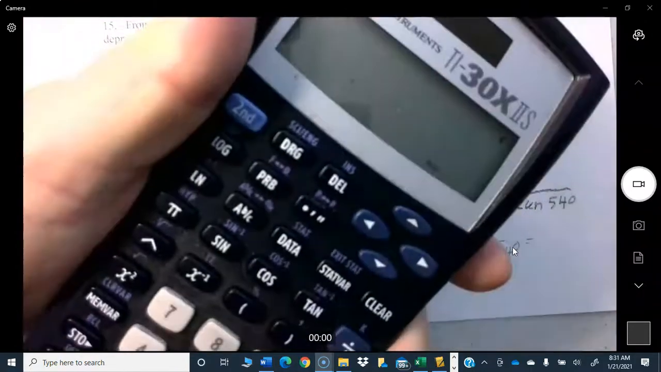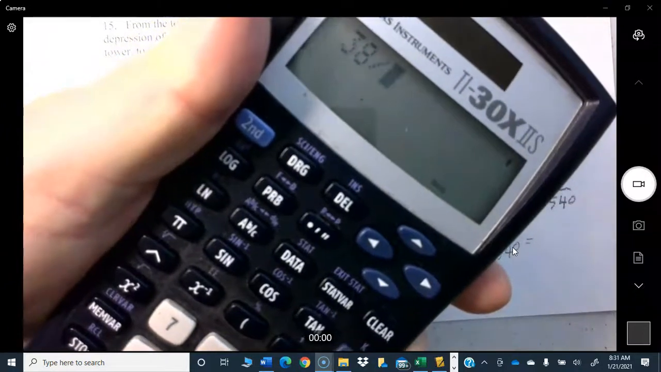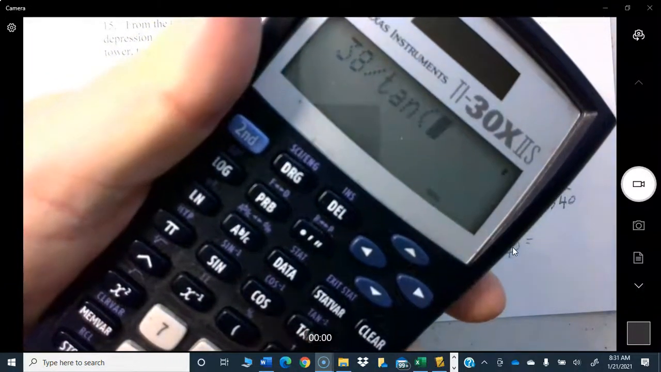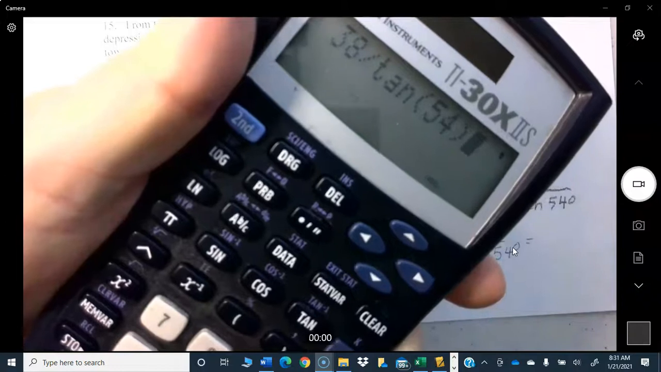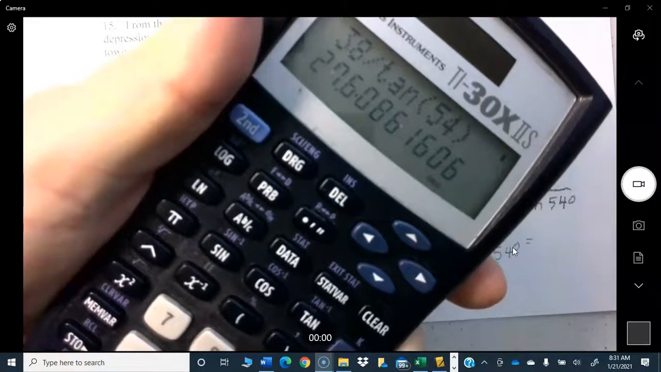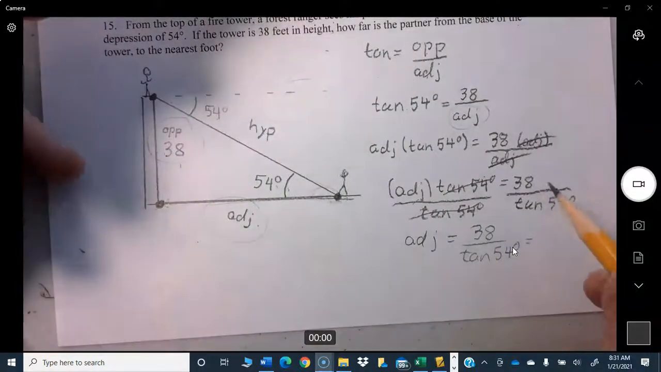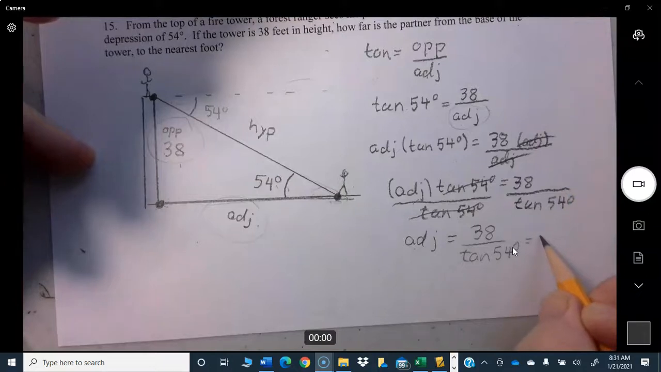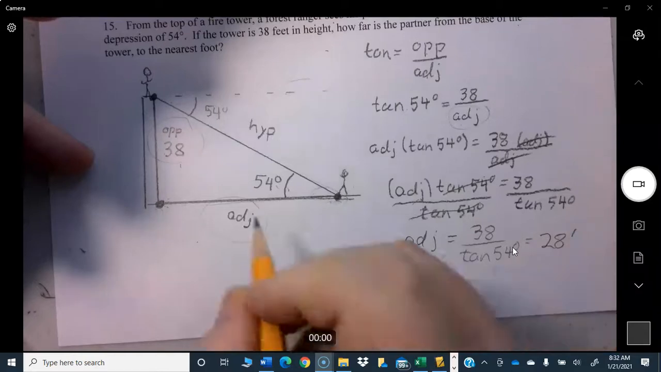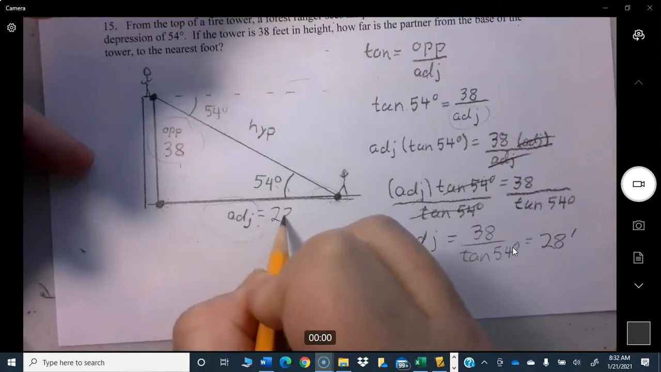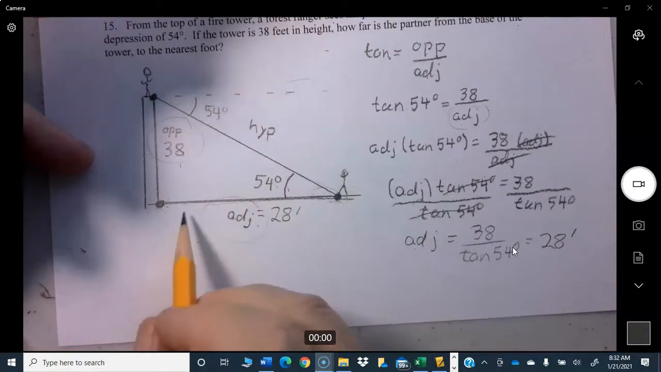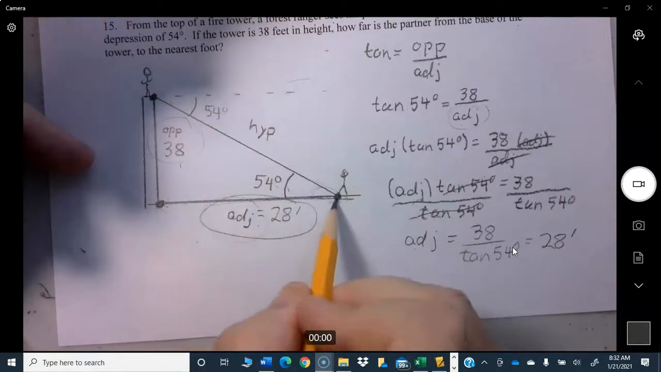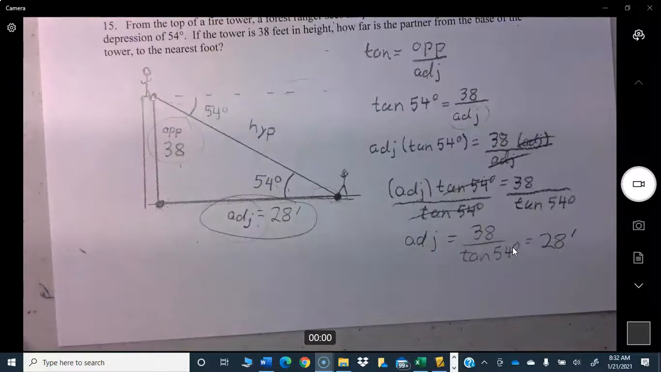Okay, so 38 divided by tangent 54, close the parenthesis, and it gives me 27.6. We'll round it to 28. And that's in feet. So adjacent equals 28 feet, and that's the answer. That's the answer right there. That's how far this person is from there.